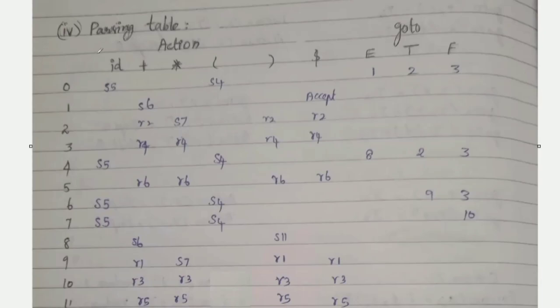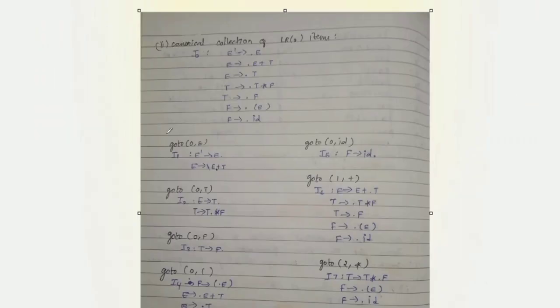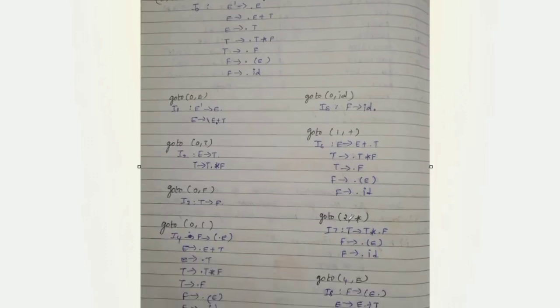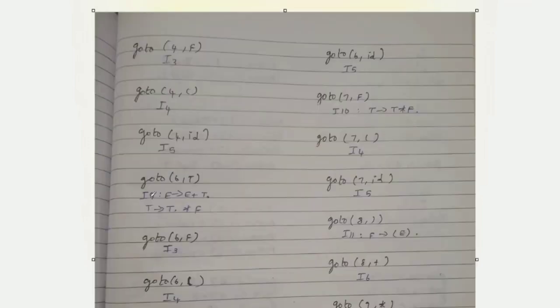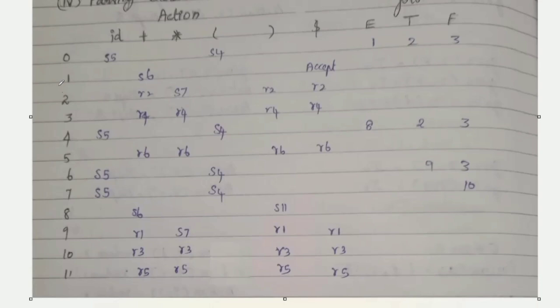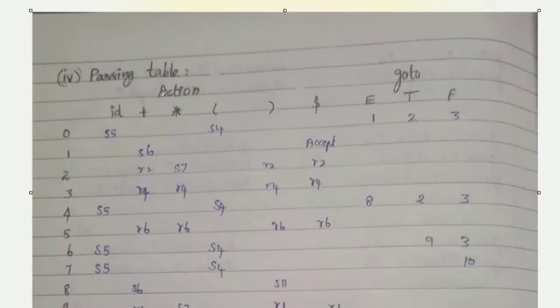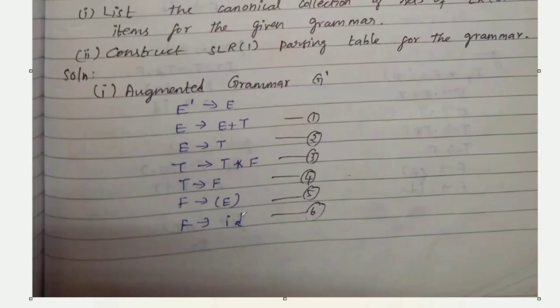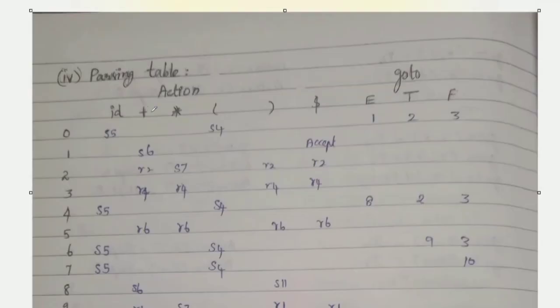In the parsing table, item sets are numbered starting from 0, 1, 2, 3, 4, 5, 6, 7, 8, 9, 10, 11. So write the numbers here starting from 0 to 11. In the action part, we will specify only terminal symbols. ID, plus, star, open bracket, close bracket are terminal symbols. Write ID plus star open bracket close bracket. At the end, write dollar symbol.